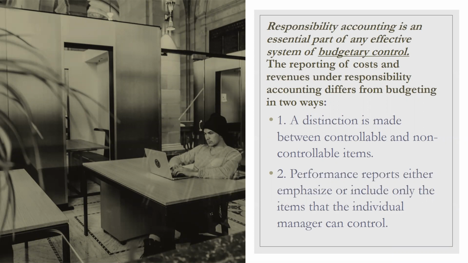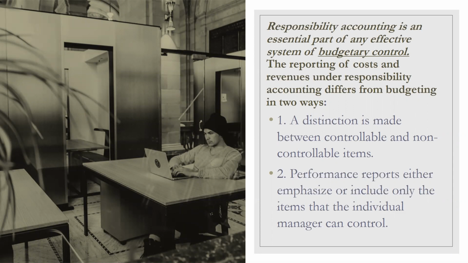So the reporting of costs and revenues under responsibility accounting differs from budgeting in two ways. First, a distinction is made between controllable and non-controllable items. Performance reports either emphasize or include only the items that the individual manager can control. So, responsibility reports are budget reports that are scaled down to include only the items controllable by the particular manager.